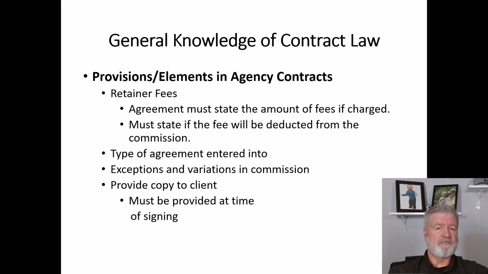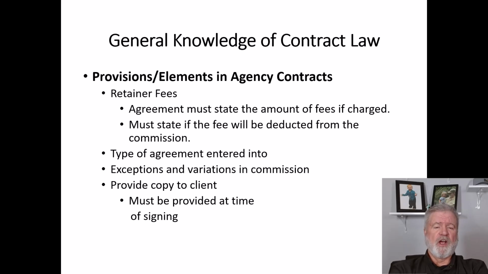There could be any number of examples, but probably a very common example is, I might tell the seller, and I'm just making up numbers just to make a teaching point. This is not to suggest what you should or should not charge, so don't go down that road. But I might say, seller, I'll list your house for 6% commission. Meaning, when it sells, you owe me 6% of whatever the sales price is.